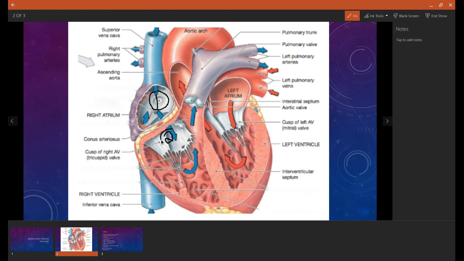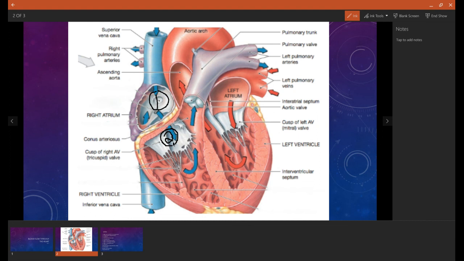At this point, hopefully you've gone through and figured out the names of all of the valves in the heart. And when you're doing a blood flow, if you get confused with tricuspid or bicuspid, you always want to remember you try something before you buy it. So tricuspid valve will come before bicuspid in a blood flow.